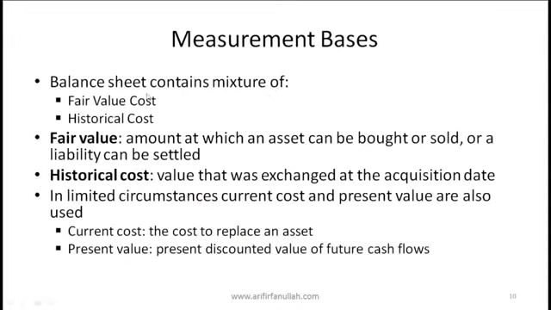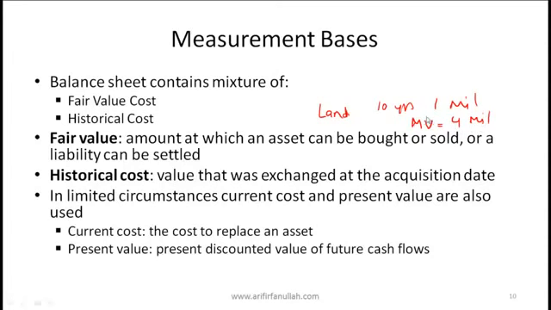Measurement basis. Balance sheet contains a mixture of fair value costs and historical costs. With fair value, the amount at which an asset can be bought or sold, or a liability can be settled. So a classic example would be land. Let's say that you bought land 10 years ago for $1 million, and the market value of that now is $4 million. So the question is, should you show land at the historical cost of 1 million or the current fair value of 4 million?